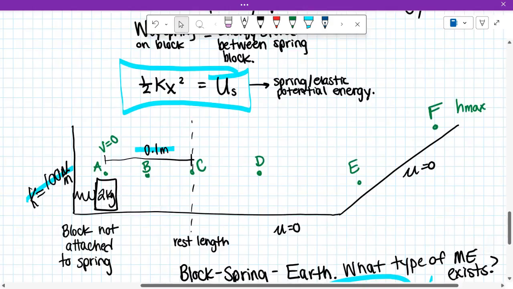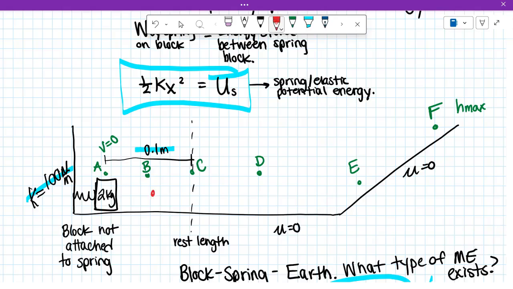Now if I think about this block at various locations, here I would have a normal force, force of gravity, and a spring force.